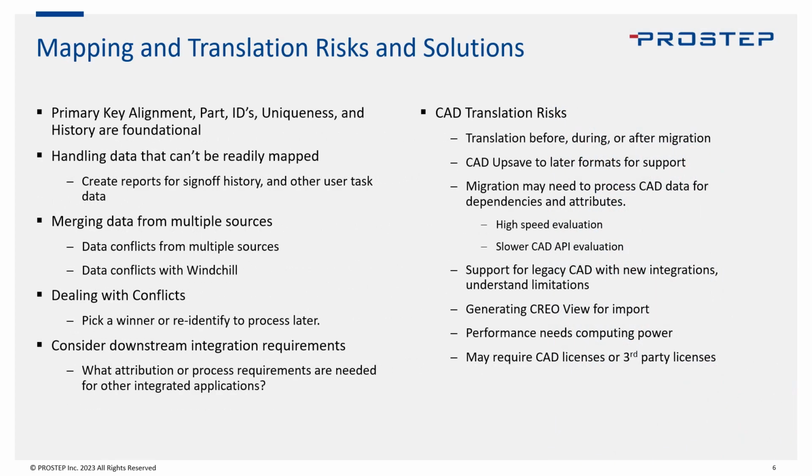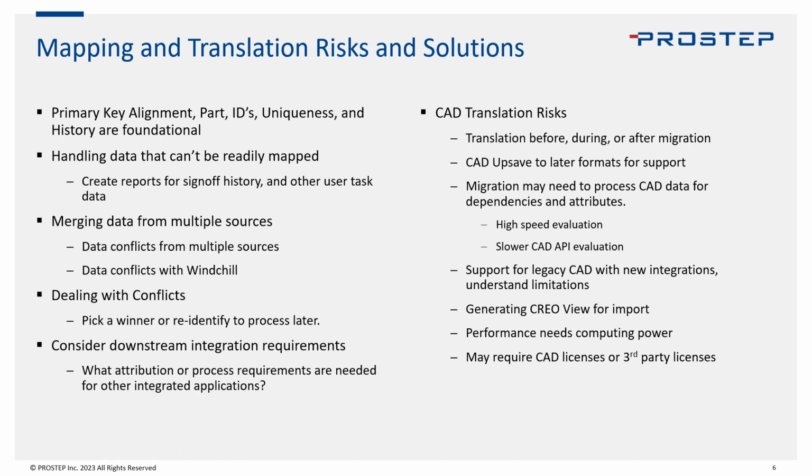So let's move on to mapping and translation risks and solutions to those. So key to mapping, starting there, is the primary key alignment. So identifying uniqueness of all the data within the source system and how that's going to uniquely then be provided to the target system, especially if you've got multiple sources of data that you need to align. Identify what those keys are, make sure that's known, and then you can merge data. You can understand data conflicts between the different systems as well.